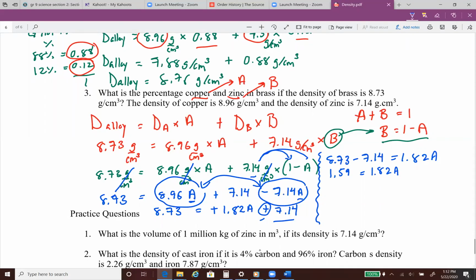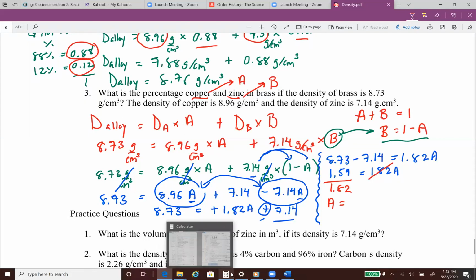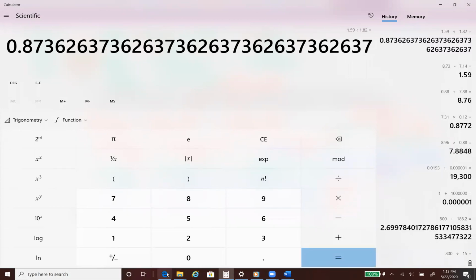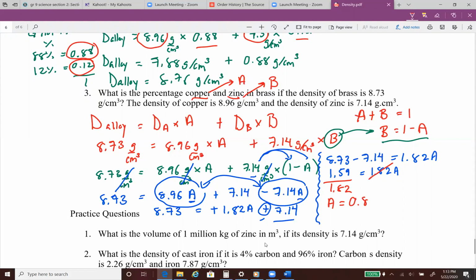Now, I'm going to get rid of the 1.82. So 1.82A is the same as 1.82 times A. So how do you get rid of something? You just do the opposite on the other side. To get rid of it, I have to divide by 1.82 on the other side. So what does that give you? That says that A would be 1.59 divided by 1.82. That will give you 0.87. So A is 0.87.